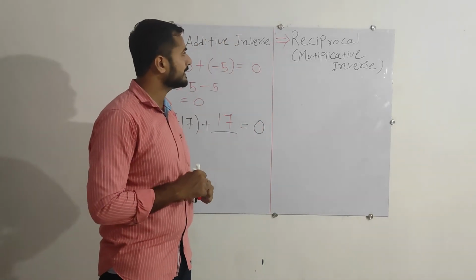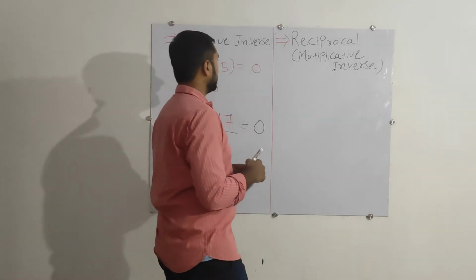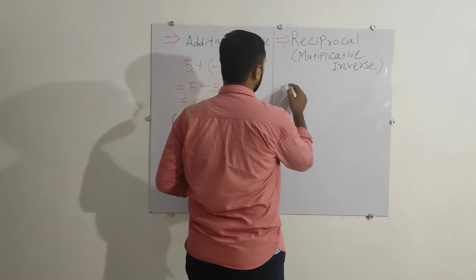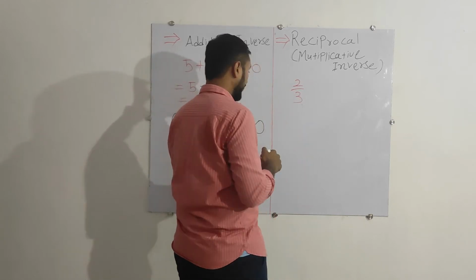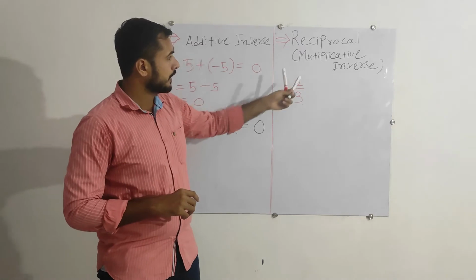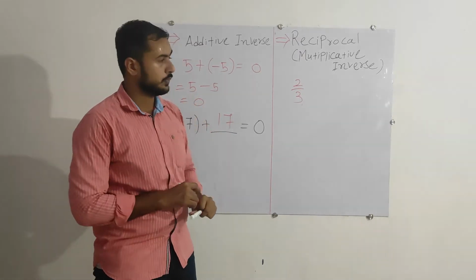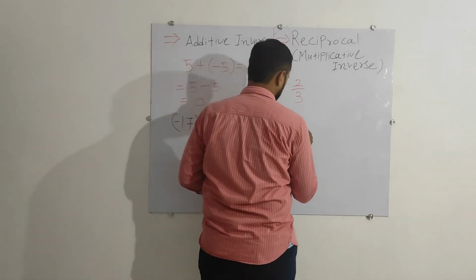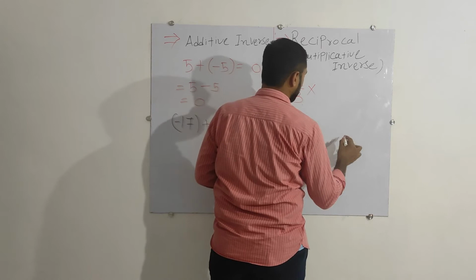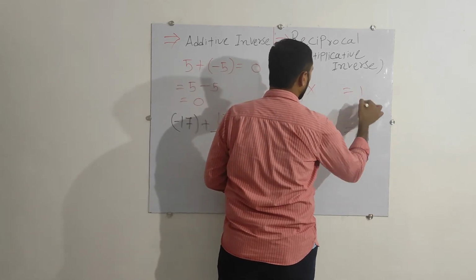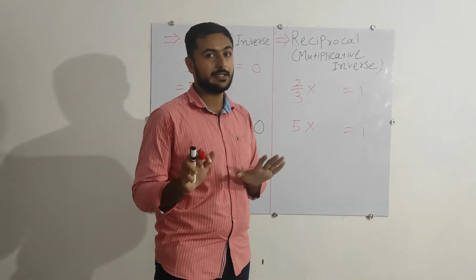Now the second one, that is the reciprocal. How will we select the reciprocal? Well, let's do it with one example. Like I have the number 2 by 3. I wrote there multiplicative inverse also. First of all, let's start with another number. Here I will multiply and the answer should be 1, because the multiplicative identity is 1. We have already discussed that.